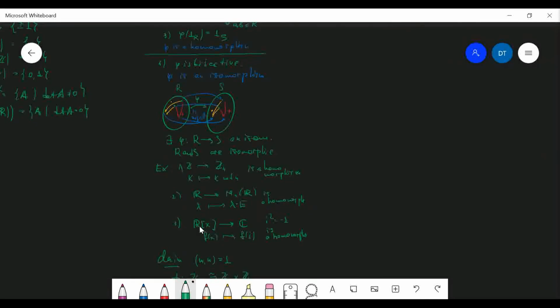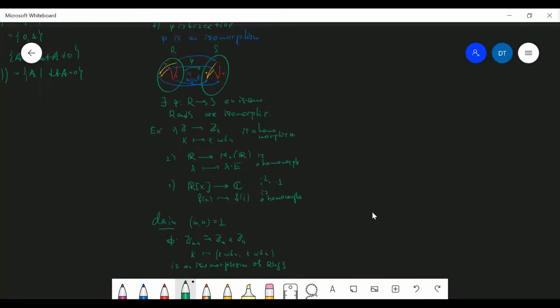Or you may take another homomorphism, which takes R[x] to the field of complex numbers, where you take an arbitrary polynomial f(x) and substitute i instead of x. So this will also be a homomorphism from R[x] to C. Now these are examples of homomorphisms.